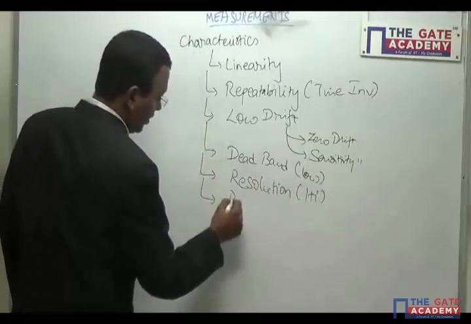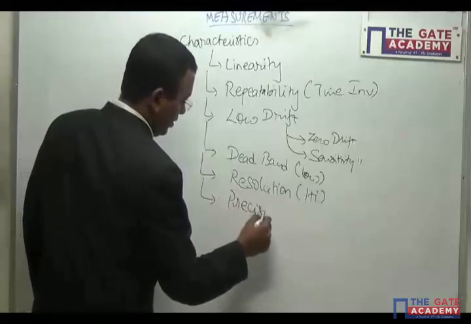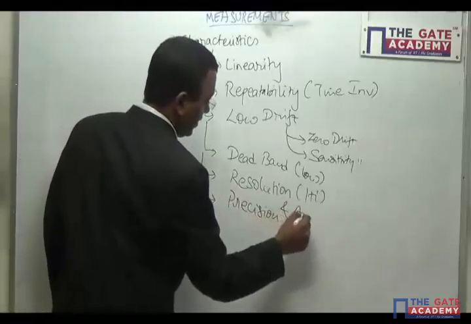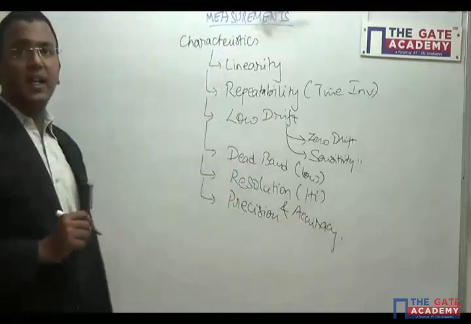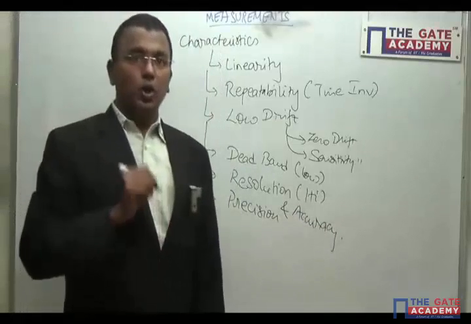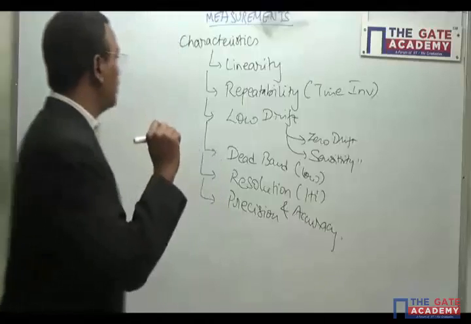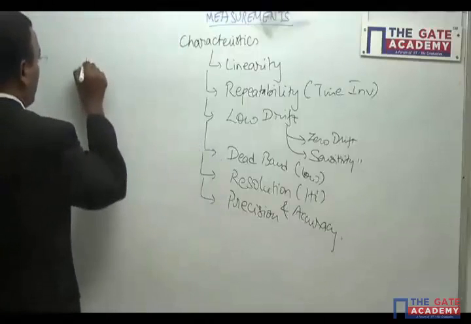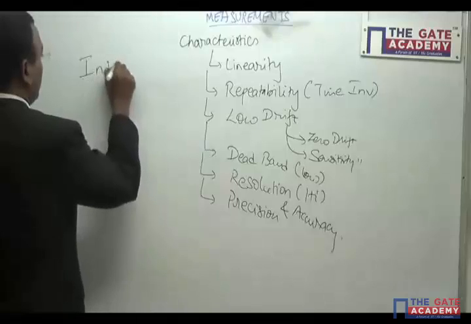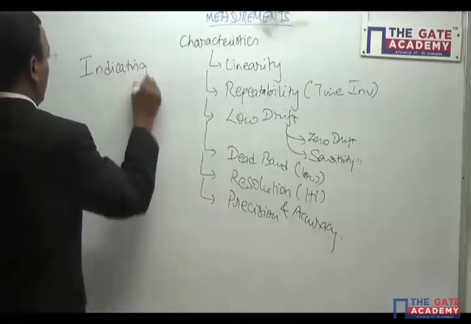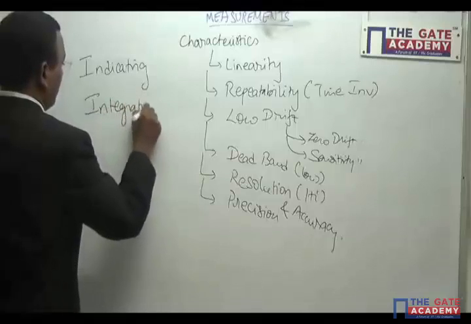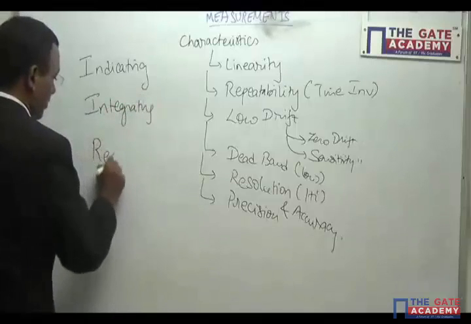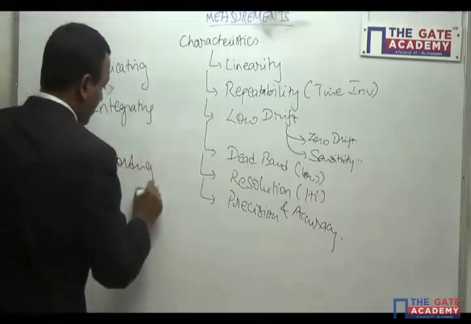We discussed about precision and accuracy. These were the characteristics we discussed, and we also saw about the classification of the instruments. That is going to be very, very important. We classified them as indicating, integrating and recording type of instruments.